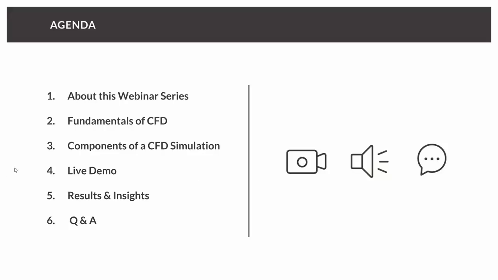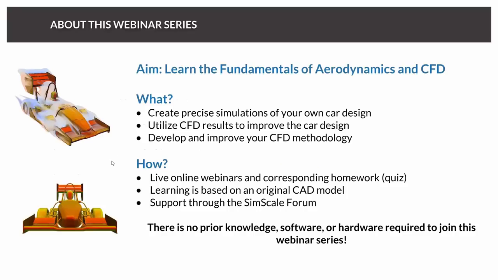And after we've talked about the basics, we will take a look at what we call a live demo. We have prepared a simulation of a Formula Student car. It's a half car, including radiators, wheels, etc. We will show you how to set up the simulation, how the things we have taught you before are related to the simulation, and in the end we will drive through to the results and discuss them together.